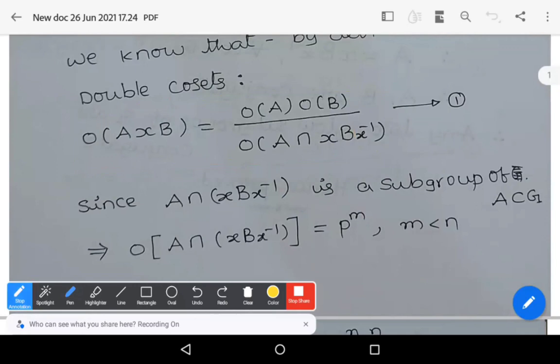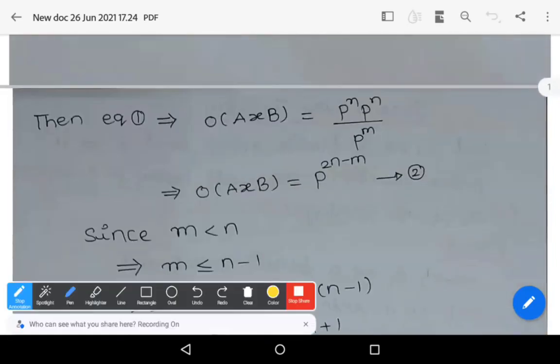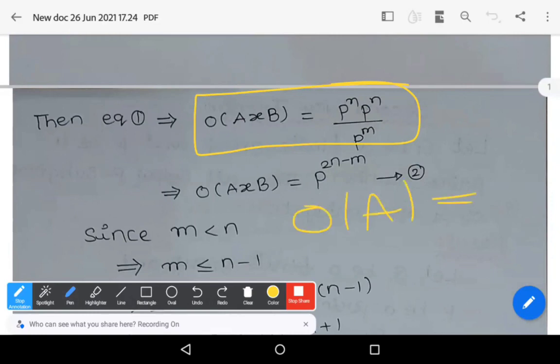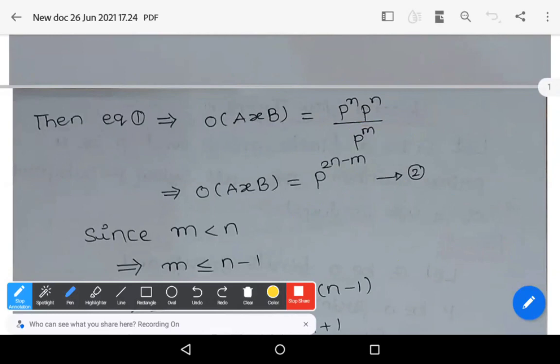Now we substitute all the values. So equation 1 implies the order of AxB is equal to p power n into p power n by p power m, because the order of A and the order of B are both p power n. That's why the numerator contains p power n into p power n, and the denominator is p power m. So the order of AxB is equal to p power 2n minus m. This is obtained by using the formula a power n divided by a power m is equal to a power n minus m.